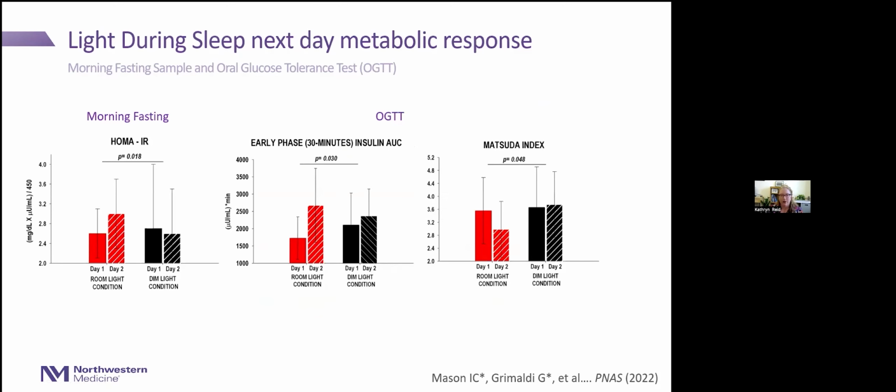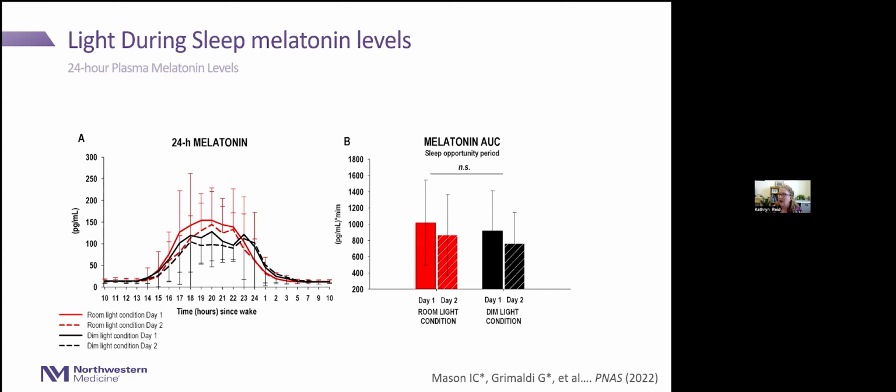And we also showed that there was an increase in that early phase of the insulin response to the glucose challenge, and a reduction in whole body insulin sensitivity as measured by the Matsuda index the next day after sleeping with the light on. We thought some of these effects might be due to suppression of melatonin, but we did not see any significant difference between the room light condition or the dim light condition in melatonin. So the effect that we see is not necessarily related to melatonin suppression.